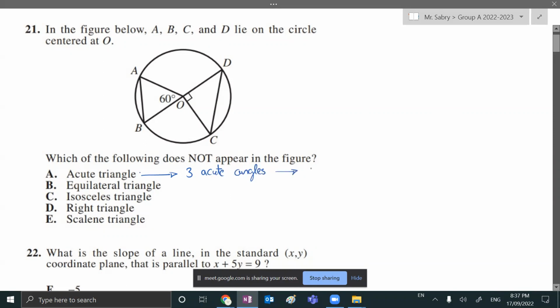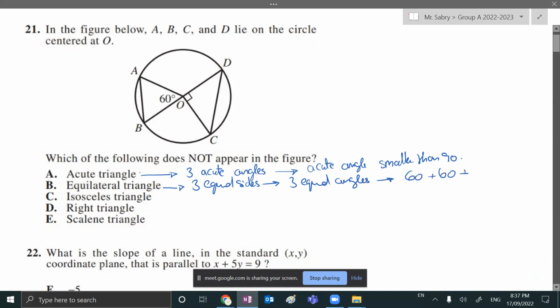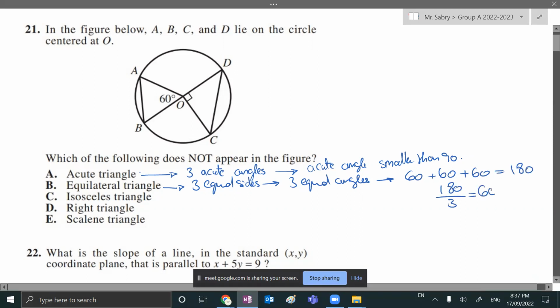What does it mean to have an acute angle? An acute angle is an angle below 90, smaller than 90. So when the three angles of a triangle are smaller than 90, then this is an acute triangle. What's an equilateral triangle? It's a triangle that has three equal sides, which means it has three equal angles. In the equilateral triangle, each angle is equal to 60 because 60 plus 60 plus 60 is 180. Or in other words, it's 180 divided by 3, and that would still give me 60.